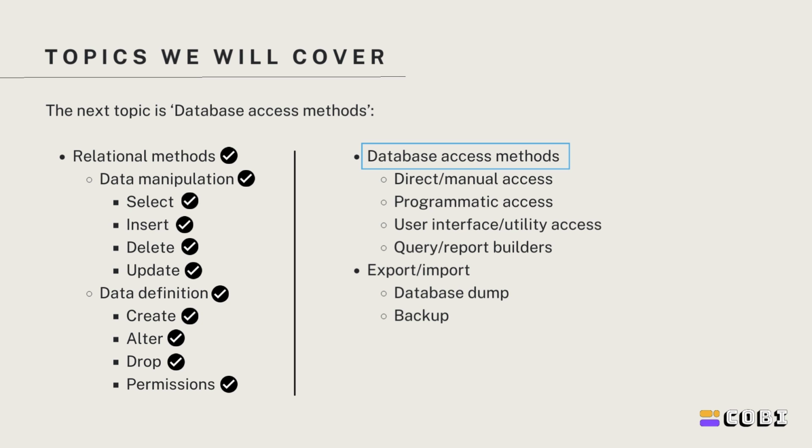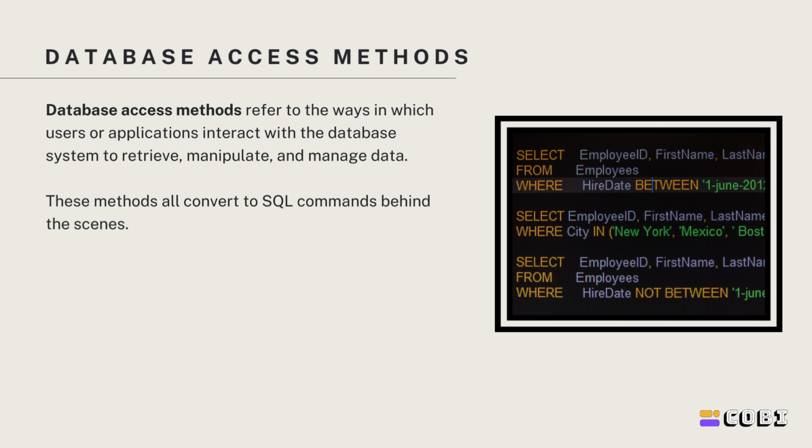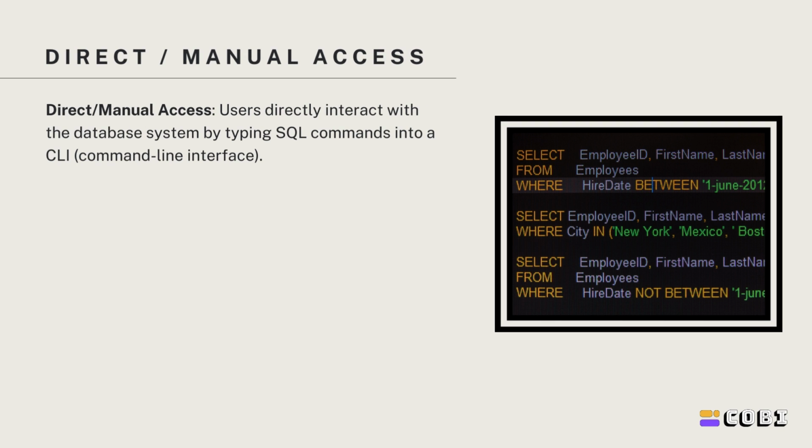Database access methods. Database access methods refer to the ways in which users or applications interact with the database system to retrieve, manipulate, and manage data. These methods all convert to SQL commands behind the scenes. First up, direct manual access. Users directly interact with the database system by typing SQL commands into a command line interface.